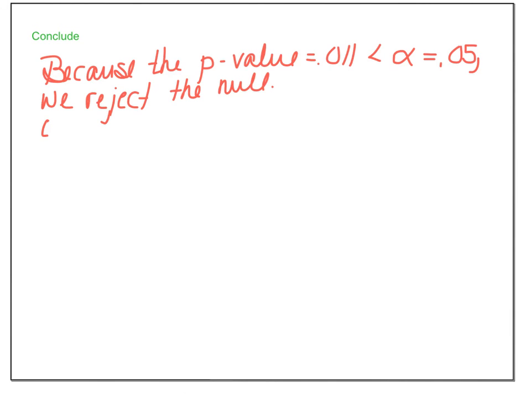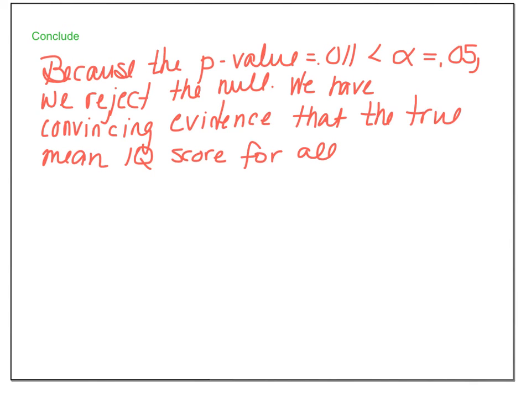So yep, that's looking pretty rare to me. So let's conclude. I'm going to compare my p-value to my alpha. Because the p-value of 0.011 is less than alpha equals 0.05, we reject the null, and let's put it into context. We have convincing evidence that the true mean IQ score for all AP teachers is greater than the general adult population.